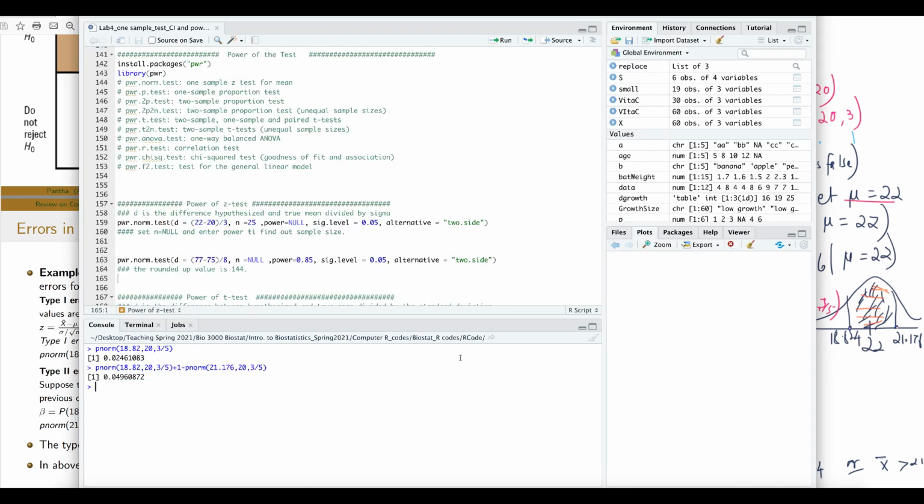You get pnorm 21.176 comma 22 comma 3/5, right? And then minus pnorm 18.824 comma 22 comma 3/5. So what do you get? 0.8482. That's what you get.